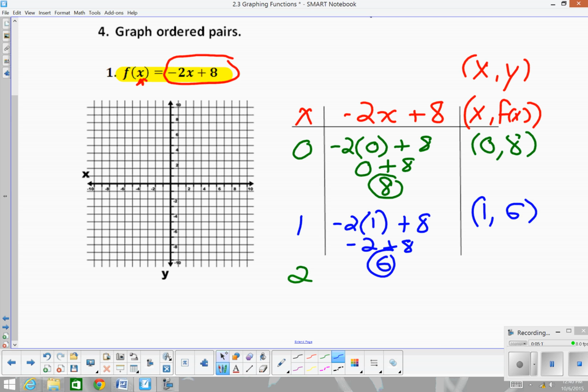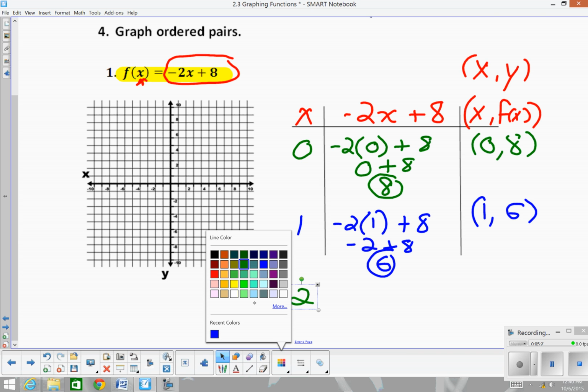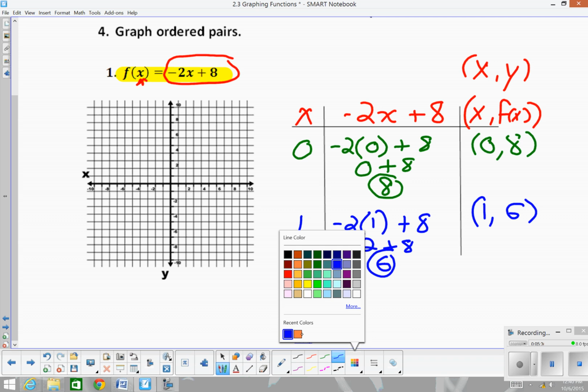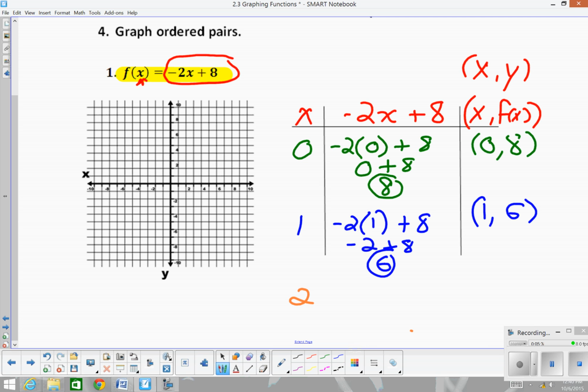Awesome. I'm just going to move this 2 down a little bit. Then I'm going to do the same thing. Let's change the color here. Let's pick orange. Cool. Now I'm going to take my 2 and plug it in for my rule. So it's going to be negative 2 times 2 plus 8.